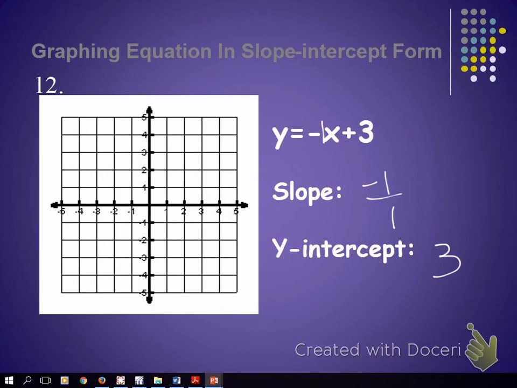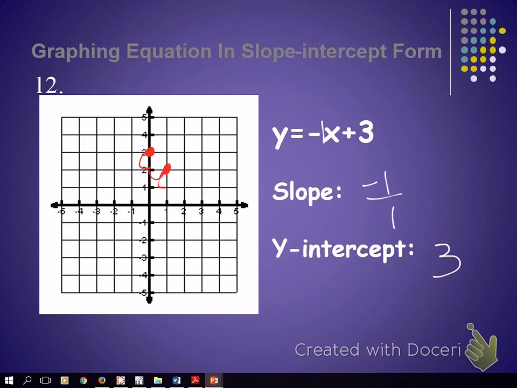The y-intercept is at 3. The y-intercept is at 3 on the y-axis, right? Always on the y-axis. And now I'm going to apply the slope. The slope says the vertical change is -1, so I'm going to go down 1. The horizontal change is +1, so I'm going to go right 1, and then we land there.